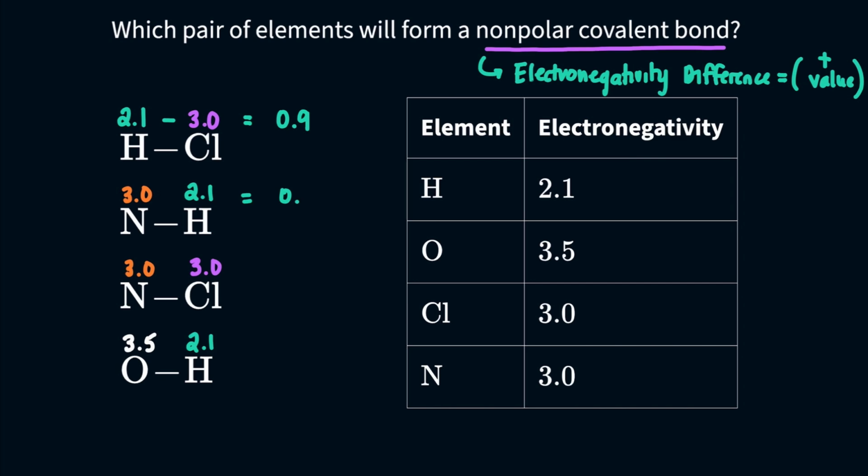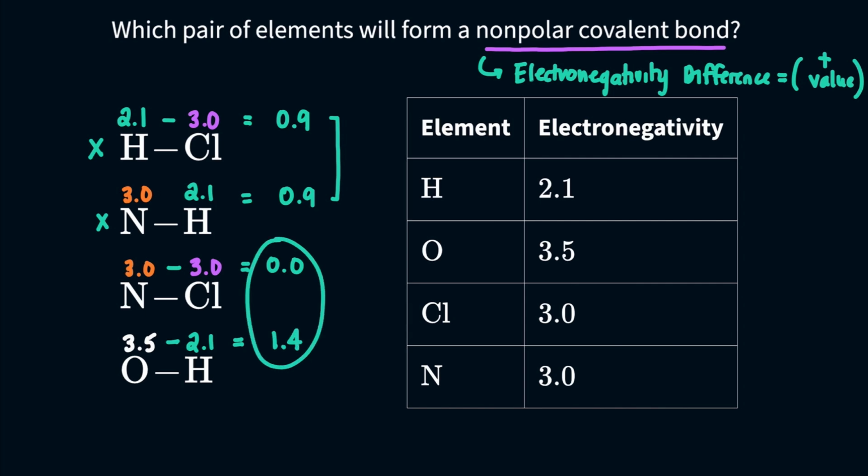So, troubleshooting and problem solving tips and tricks. If you have the same electronegativity difference for both of these, there's no right answer here, right? How could this be the right answer when I have the same electronegativity difference? So automatically these go bye-bye. 3 minus 3 is a big fat 0. And then 3.5 minus 2.1 is 1.4. Okay, so now we just have to determine between 0 and 1.4.